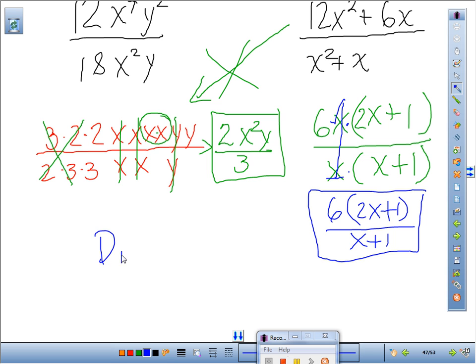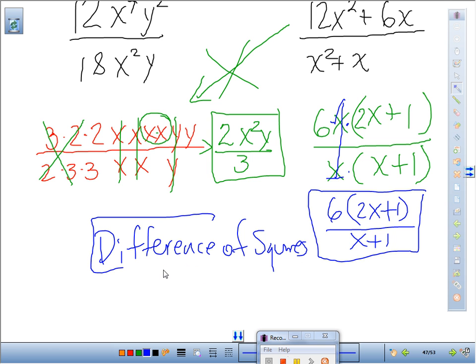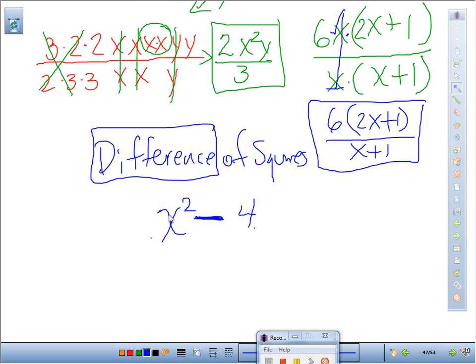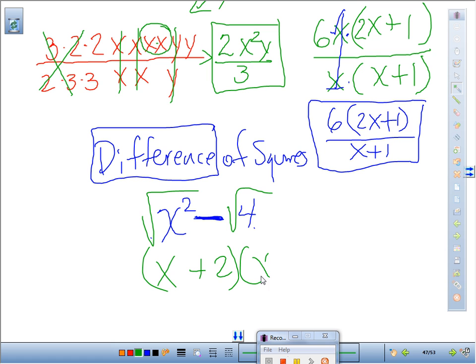The term difference of squares, it implies what operation is happening between? Subtraction. That's what difference stands for. Squares, that means that the first term and the last term are squares. For example, x squared and a 4. Is this a square? Yes. Is this a perfect square? Yes. And how do we find out to make sure? If it's a difference, therefore the pattern is x plus 2, x minus 2, and we're done.